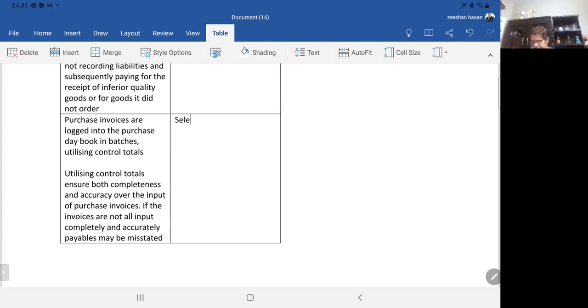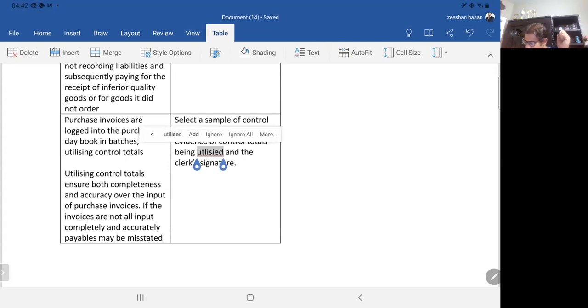Now test of control: select a sample of control total sheets and review for evidence of control totals being utilized and the clerk signature. That's it. That's all you need to write.